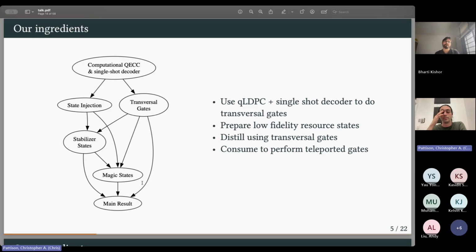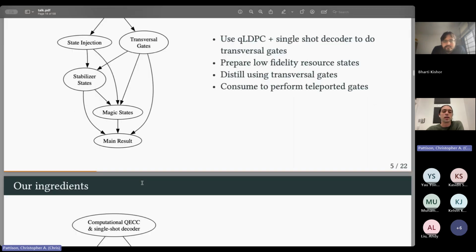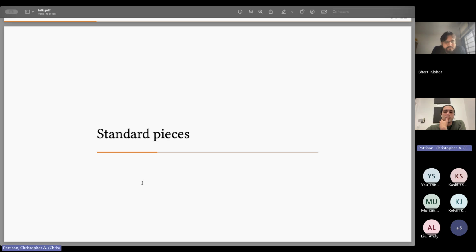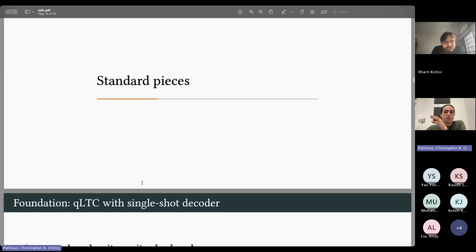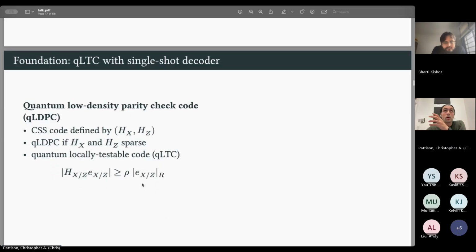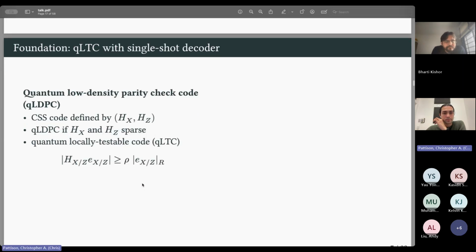So we start with some low fidelity resource states. We distill them with the transversal gates, and then we're going to perform the teleported gates. Great. So now let me begin with some standard pieces that appear in a lot of threshold theorems so far, except for the locally testable code.